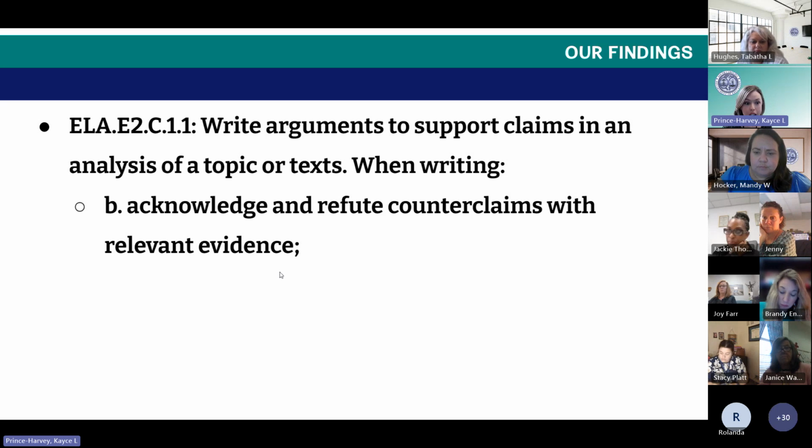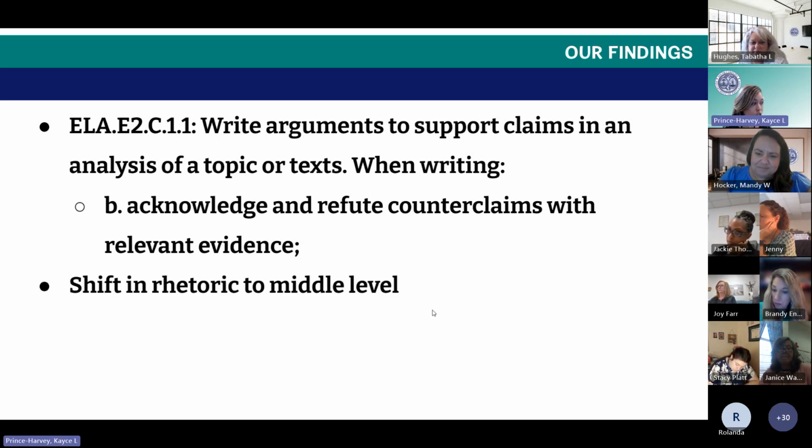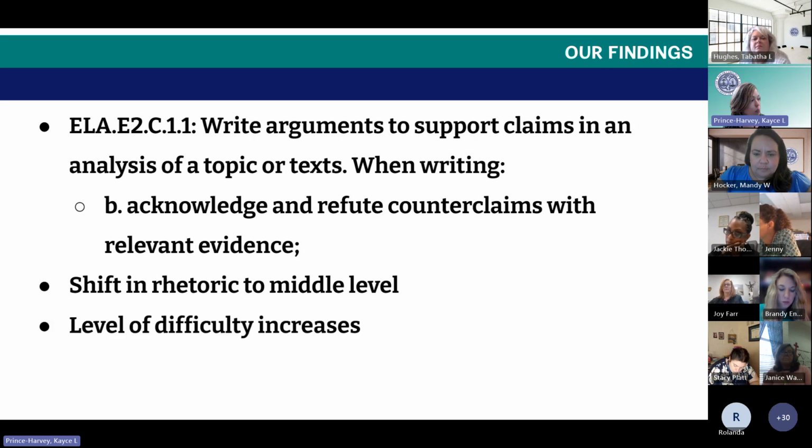And there are a few reasons why I selected this one. First, one thing that is new to our 2023 standards is the shift in rhetoric from being introduced at the high school level to now being introduced at the middle school level. So I know that that information is going to be new for our middle level students, but that doesn't mean that I don't need to focus in on that and see how it's shifting and changing now at the high school level as well. Because the level of difficulty now increases with that skill and content being introduced earlier. So I need to take a deeper dive and look at that and see what that expectation is.